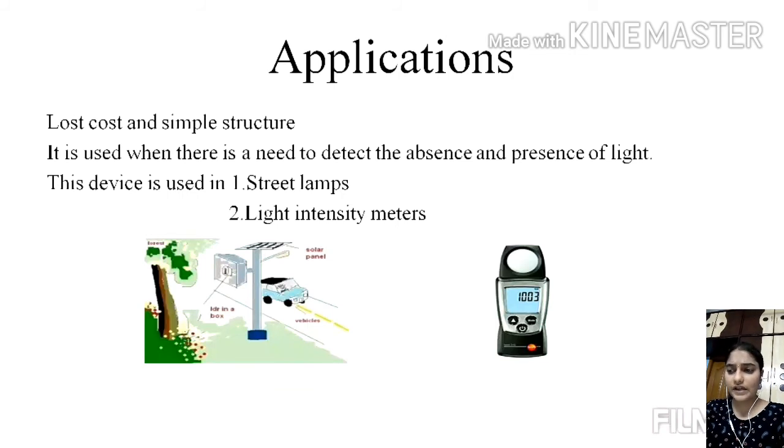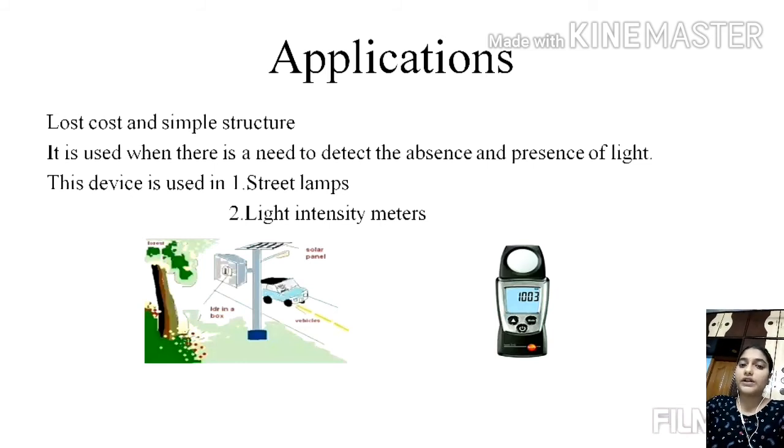You know that this sensor is very low cost, and it has a simple structure. It is used when there is a need to detect the absence and presence of light. The LDR sensor is used in street lamps. You can see on the highways and flyovers, there will be lights, right? They will automatically turn on when it's dark. There will be sensors in them. They will detect the resistance value, which means the light. When it is dark, the resistance value is high. Dark means it's evening, right? Then the lights all will turn on according to the resistance value.